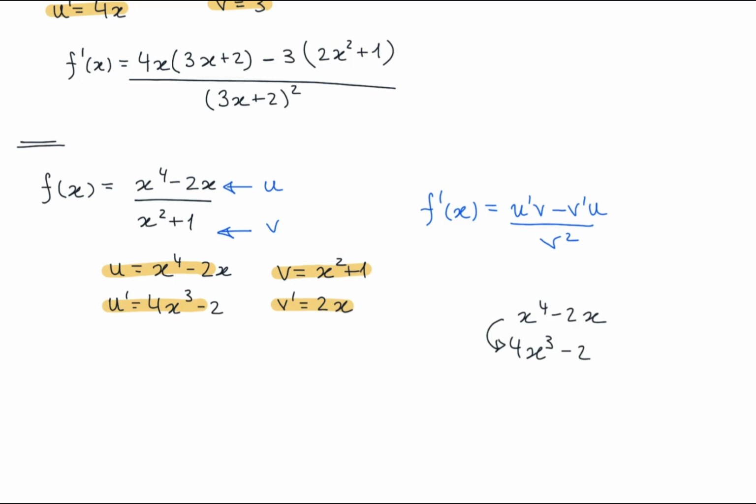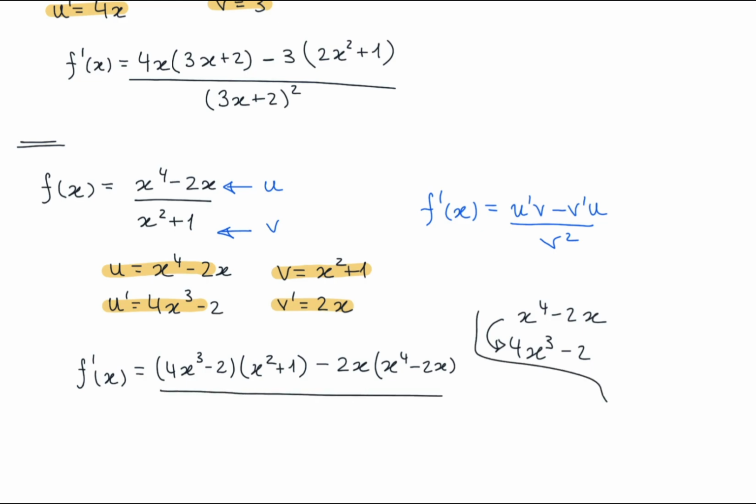We can just apply the equation. So u prime, 4x cubed minus 2, times v, which is x squared plus 1, minus v prime, which is 2x, times u, all over v squared. And that's the quotient rule.